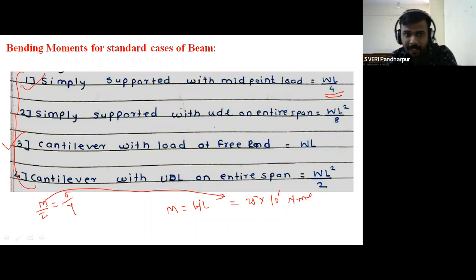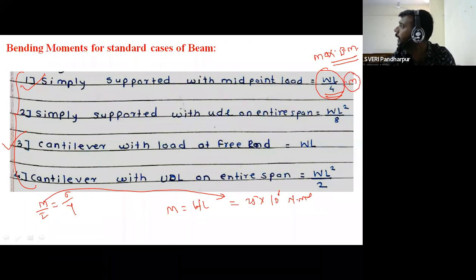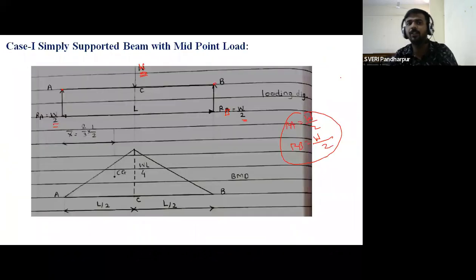ठीक आहे. And this formula is represent always maximum BM value in the beam. Getting? हा जो काय फॉर्म्युला आहे WL by 4 is equal to M. हा M म्हणजे तुमचा त्या बीम मधला मॅक्सिमम बेंडिंग मोमेंट पॉइंट असतो. Getting? Now what is the bending moment at point A and what is the bending moment at point B?